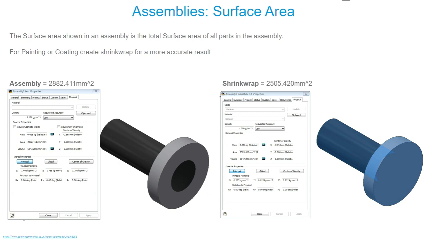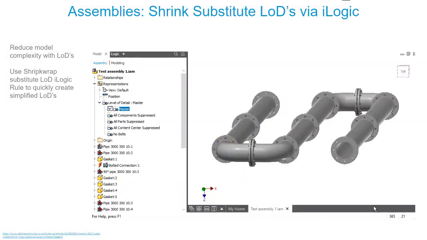So the idea here really is that if you're going to coat something that's an assembly, you probably want to do a shrink wrap beforehand. Does that make sense? Yeah? Okay. So to help you along, I've written a little bit of iLogic code that will automatically create this for you.